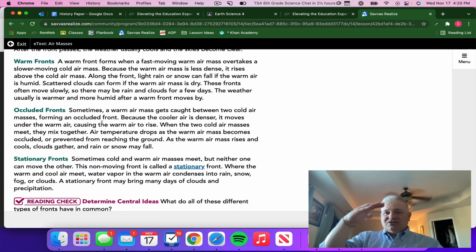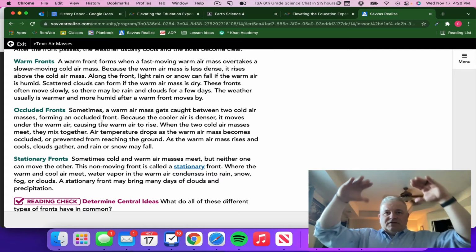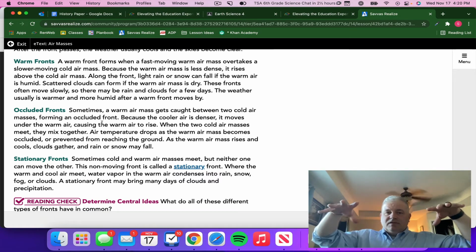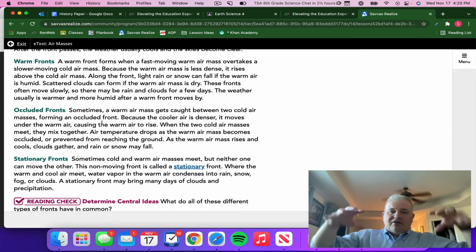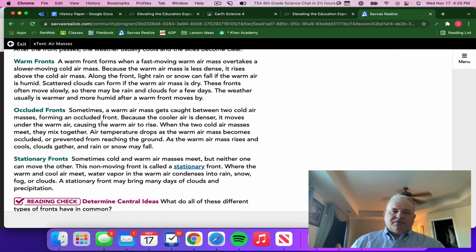Because the cooler air is denser, it's going to sink down, it moves under the warm air, causing the warm air on both sides to rise. And when the two cold air masses meet, they mix together. So air temperature drops as the warm air mass becomes occluded, or prevented from reaching the ground. So an occlusion is something that prevents something from reaching a certain spot.